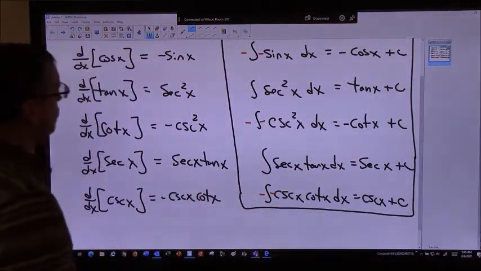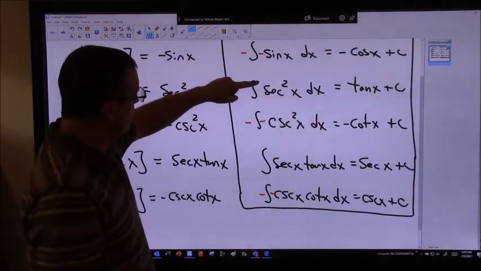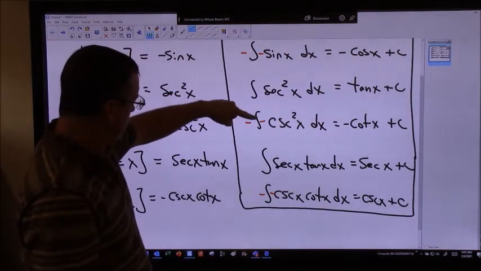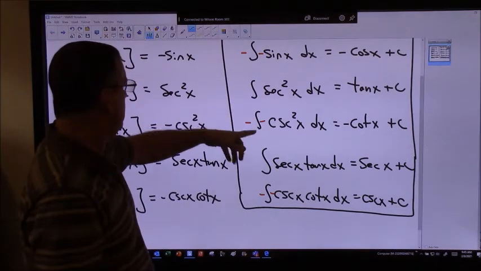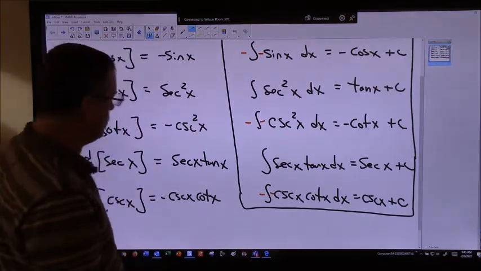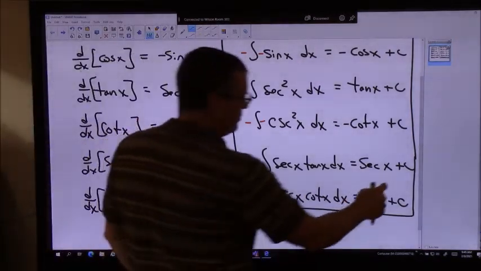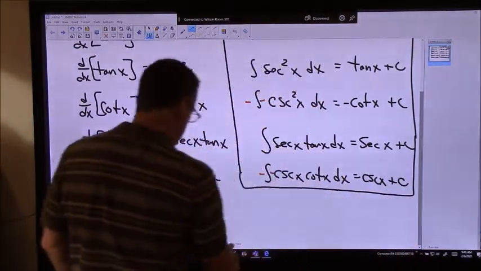And I guess the thing that we should notice here is we haven't taken the integral of a secant or a tangent or a cosecant or a cotangent. So we have 4 more that we're going to have to figure out still. But at least we know these based on the derivative work that we did last semester. All right. So here's a couple practice problems.